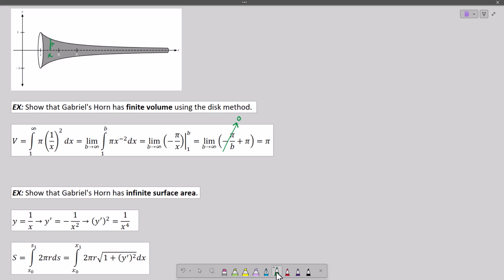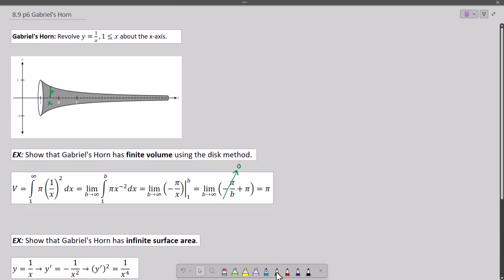So Gabriel's horn has finite volume. Finite volume in Gabriel's horn. So we have this finite volume of pi cubic units. Finite volume. But remember, we just found that the area beneath 1 over x is infinite. Just keep that in mind. We have that infinite area.